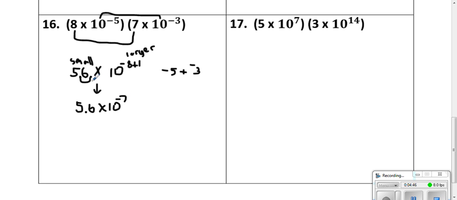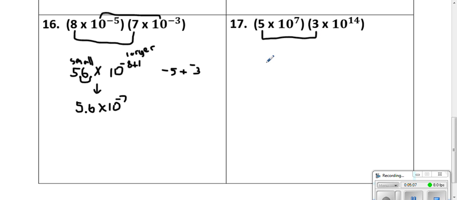So this first answer is not in proper scientific notation because number 56 is not between 1 and 10. To convert it, you move it once to the left. You made that smaller by 1. You add 1 on the exponent side to make it larger. And that's it.